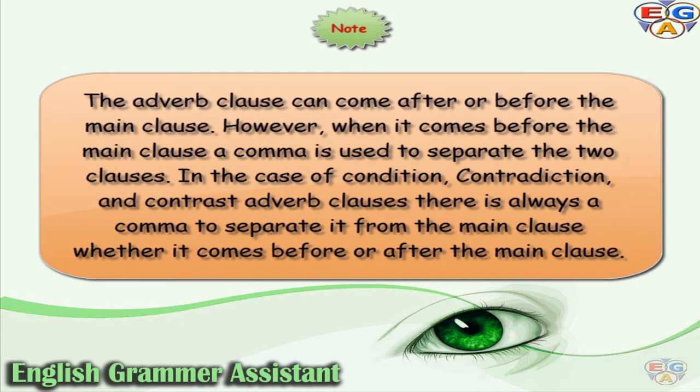The adverb clause can come after or before the main clause. When it comes before the main clause, a comma is used to separate the two clauses. However, in the case of condition, contradiction, and contrast adverb clause, there is always a comma to separate it from the main clause, whether it comes before or after the main clause.